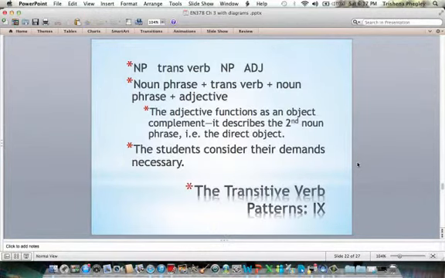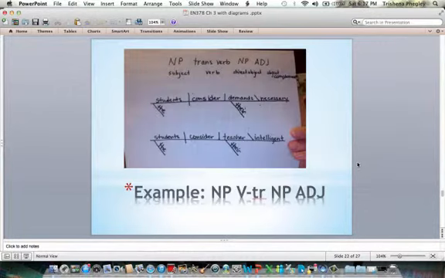Noun phrase plus transitive verb plus noun phrase plus adjective. All right, the adjective functions as an object complement. It describes the second noun phrase or the direct object. Okay, and the example sentence we had, students consider their demands necessary. And students is a subject, consider is the verb. What do students consider? Demands.